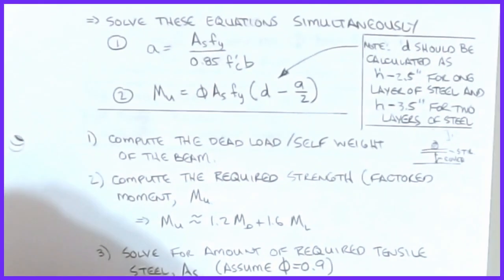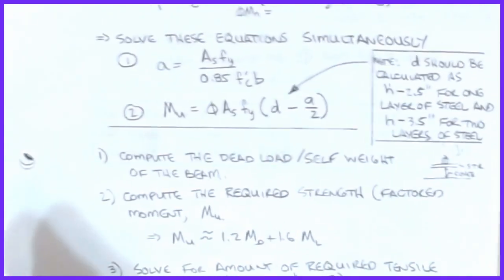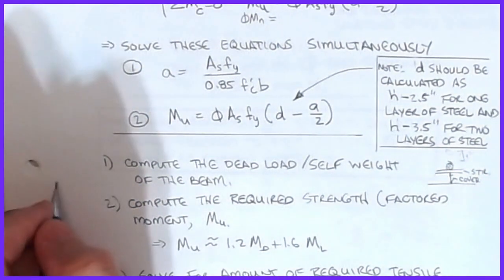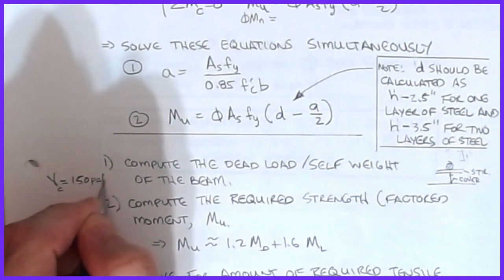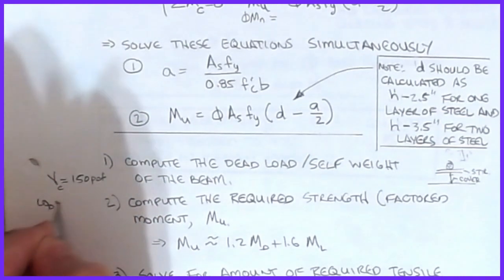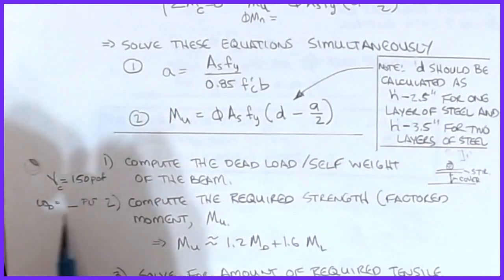All right, so here's the design approach that we're going to do for this. The first thing that we're going to do is compute the dead load, the self-weight of the beam. You know the dimensions. We know that gamma for concrete is 150 pounds per cubic foot, so I can figure out what my dead load is on a per-foot basis as a plf number.